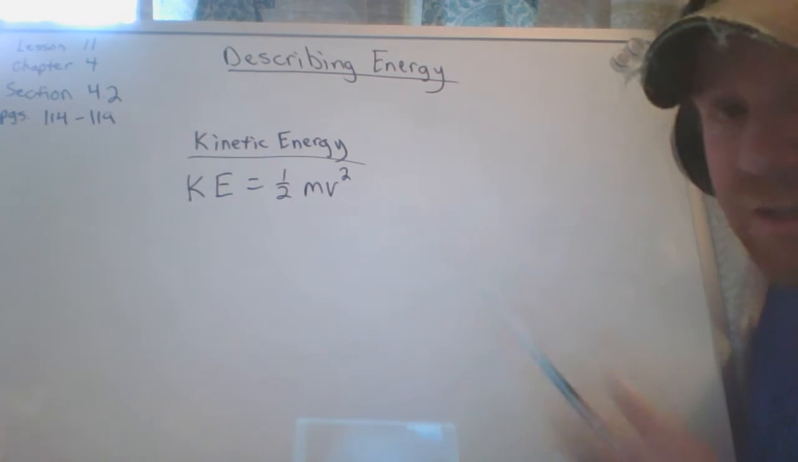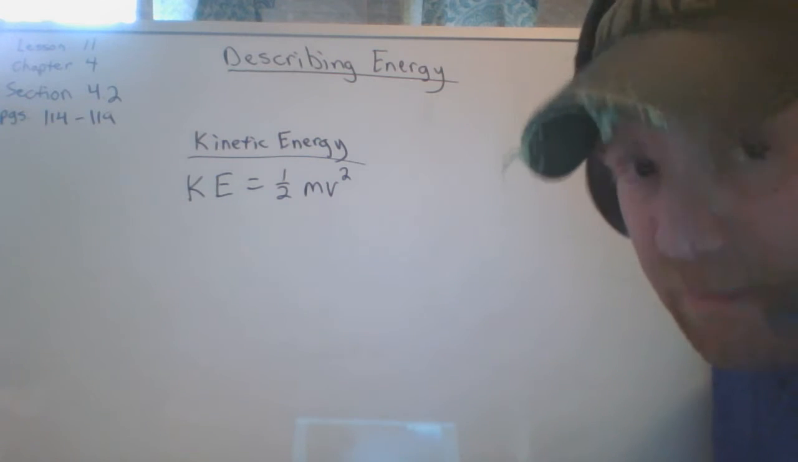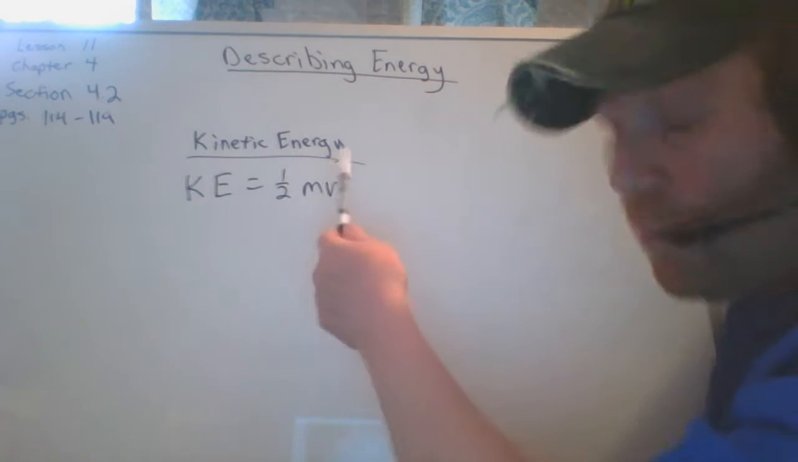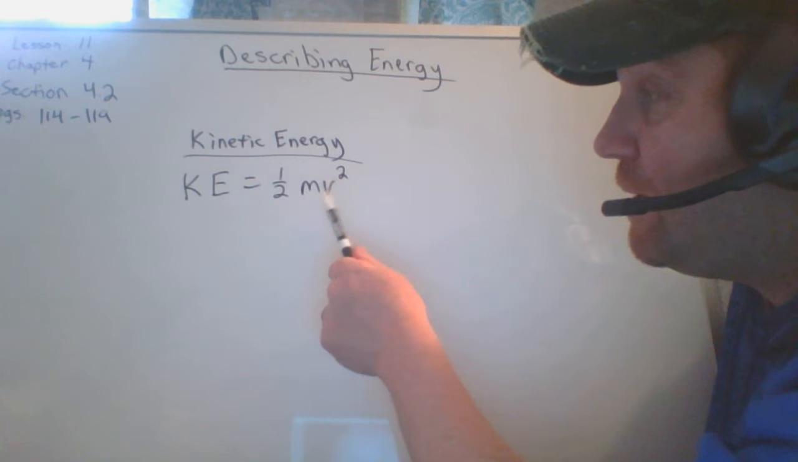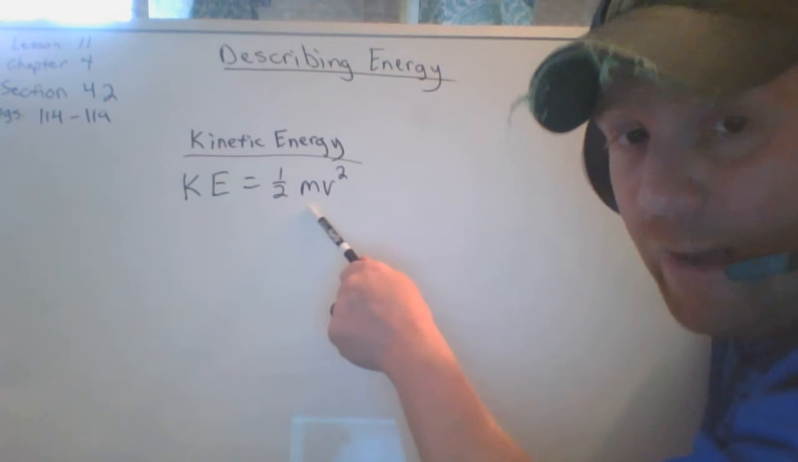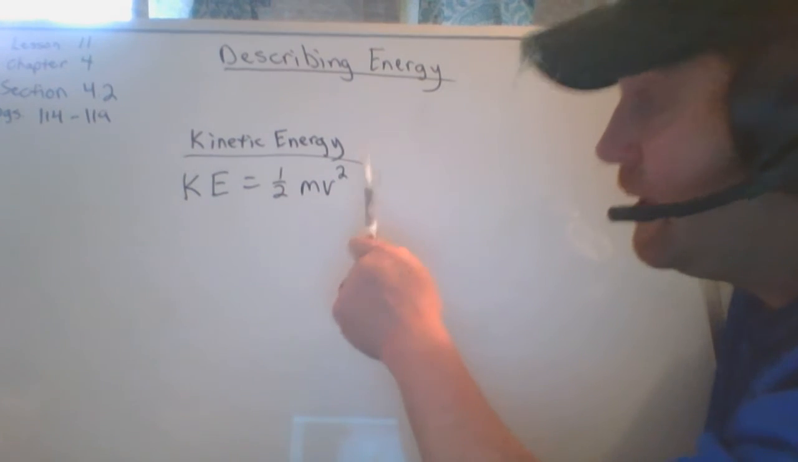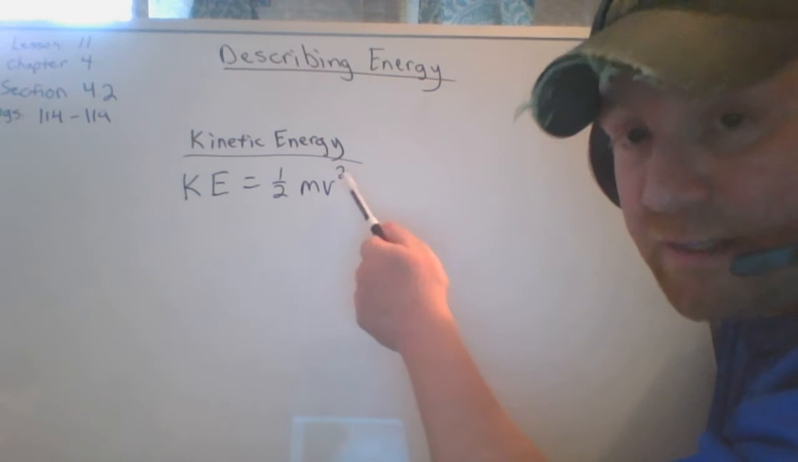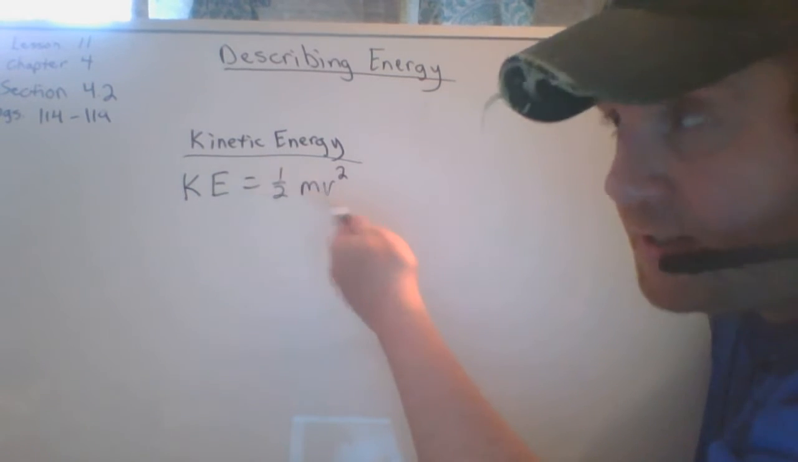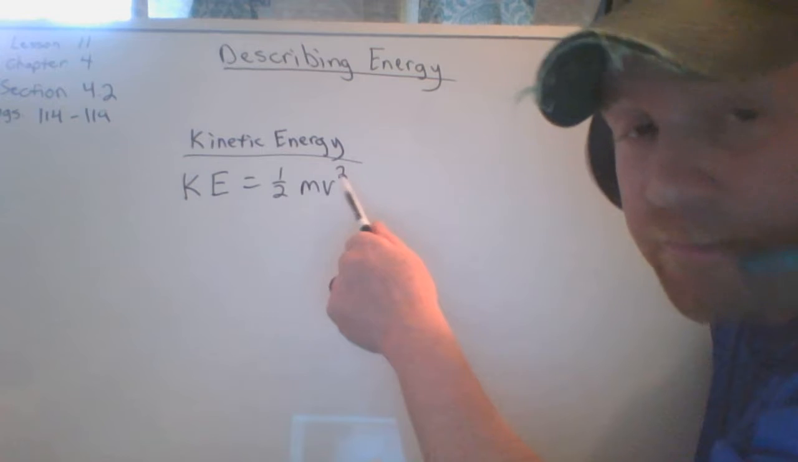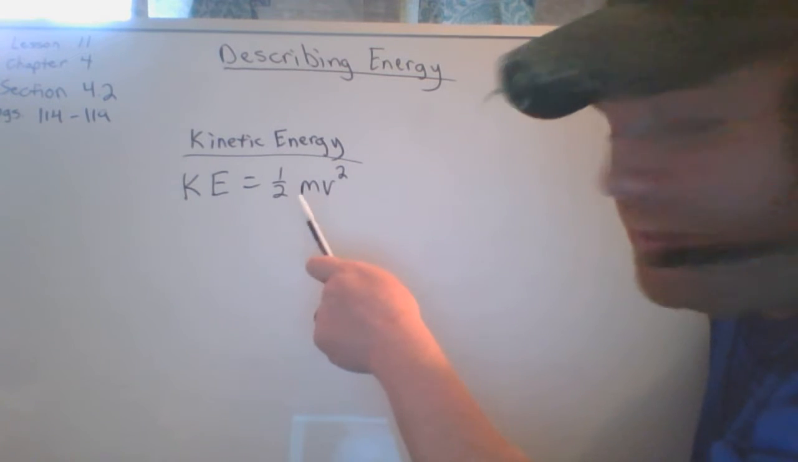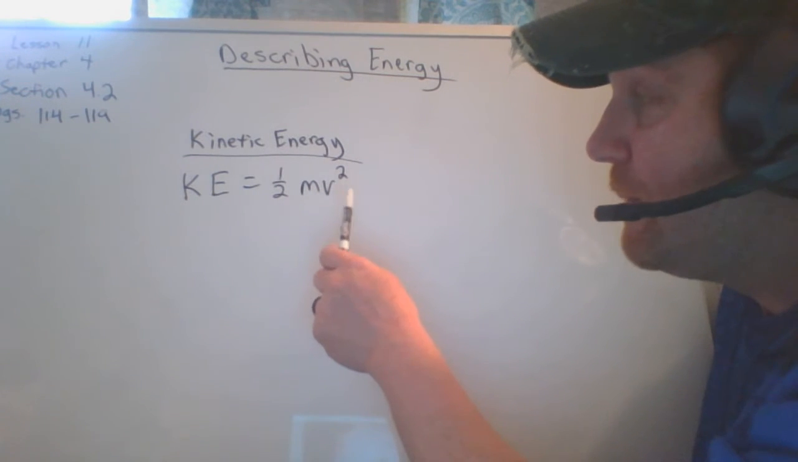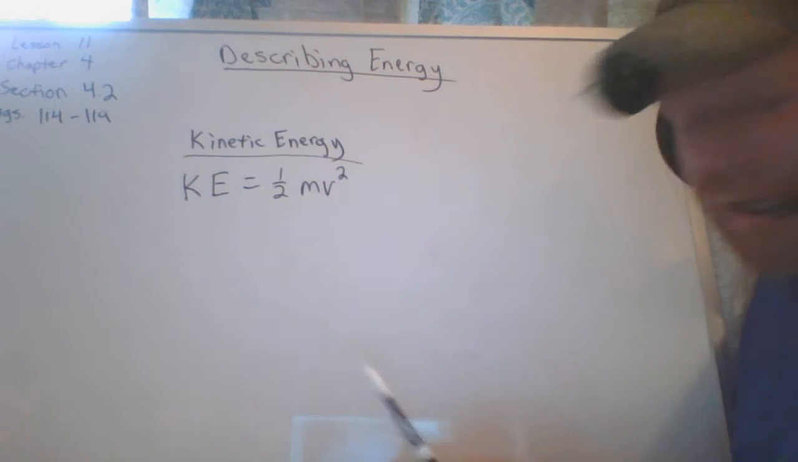of the velocity. When something is in motion, you can describe its kinetic energy by describing how heavy it is, which is its mass, times the square of its velocity. And again, velocity includes speed and direction. Direction might not necessarily be included in these calculations, but I'm going to show you an example problem right now.